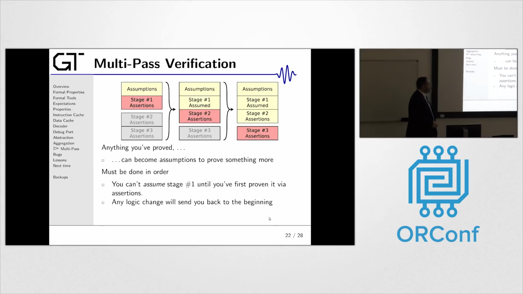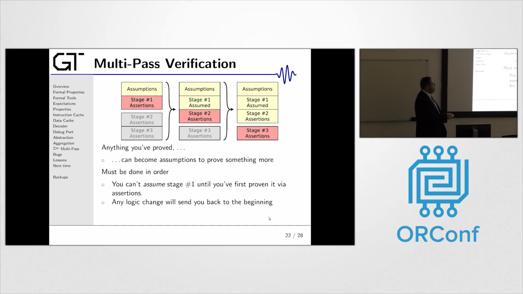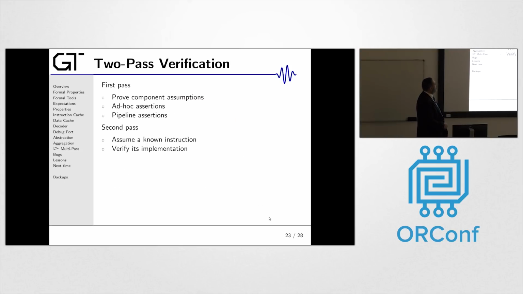Anything you've proved can be an assumption to prove something more. It must be done in order. You can't assume stage 1 up here until you've first proven it via assertions. And any logic change will send you back to the beginning. So what happened? I had 2 passes. I used one just to prove the component assertions. I had a bunch of ad hoc assertions and some pipeline assertions. And then on the second pass, I said, let's pick a specific instruction and let's follow it through.